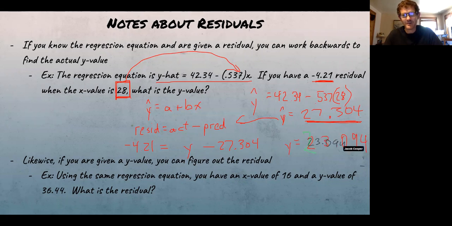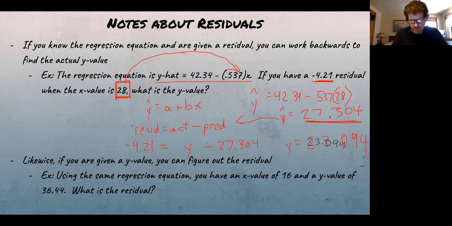All right. Getting a few answers, but they're all coming out the same and I can read them all. So that's good. Very good work. So that is what we would do. Of course, if there was context, we would then use the units for whatever y was. So there it is. 23.094 is the actual value that would give us a residual of negative 4.21 if its associated x value was 28. Now we can do the same thing.